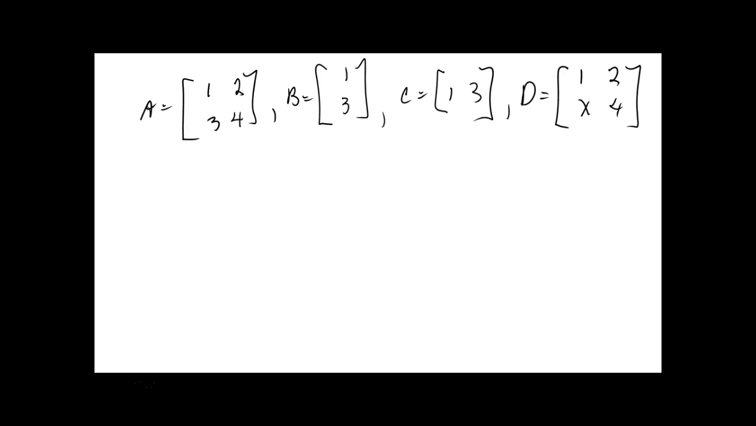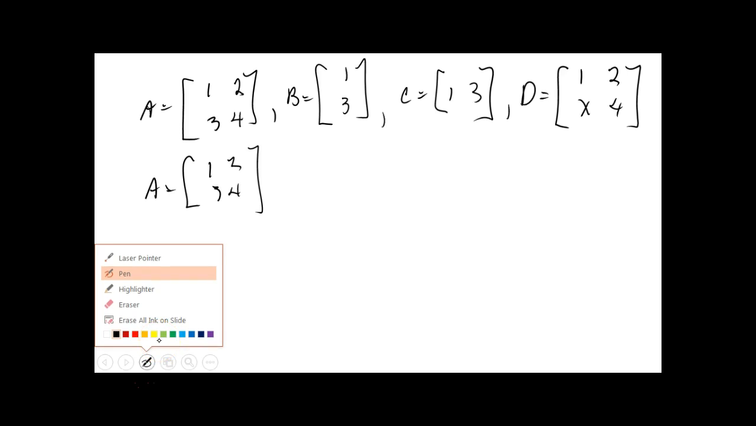But that's not all. Let's just imagine you partitioned A, the same A we had before, 1, 2, 3, 4, into 2 column vectors.